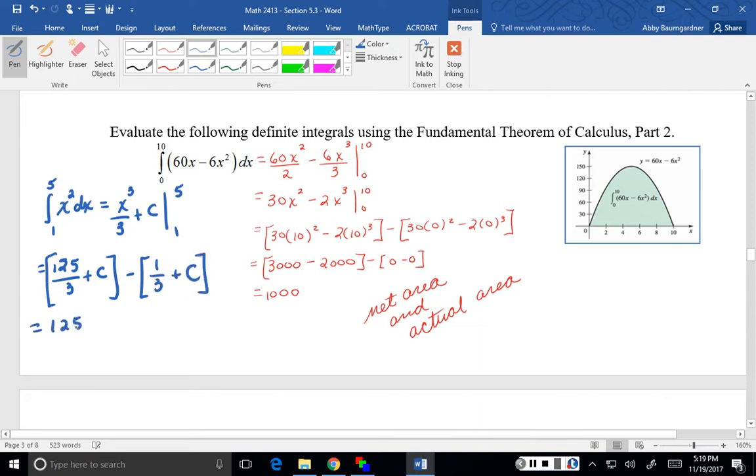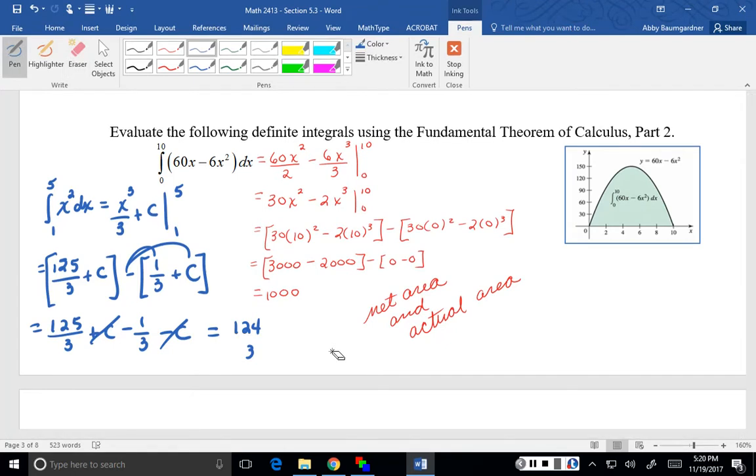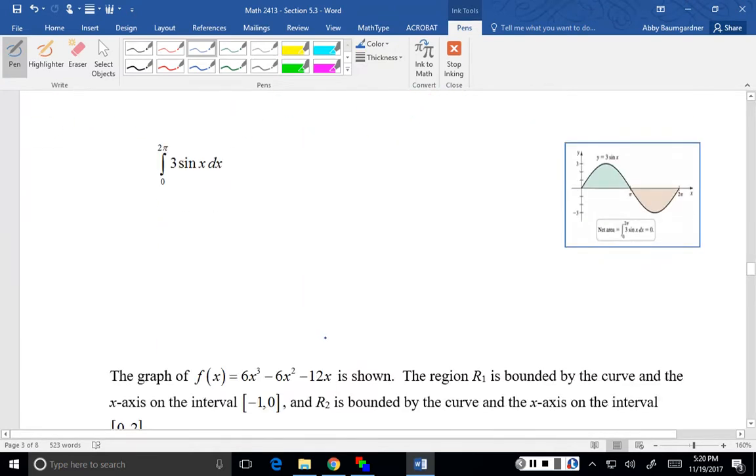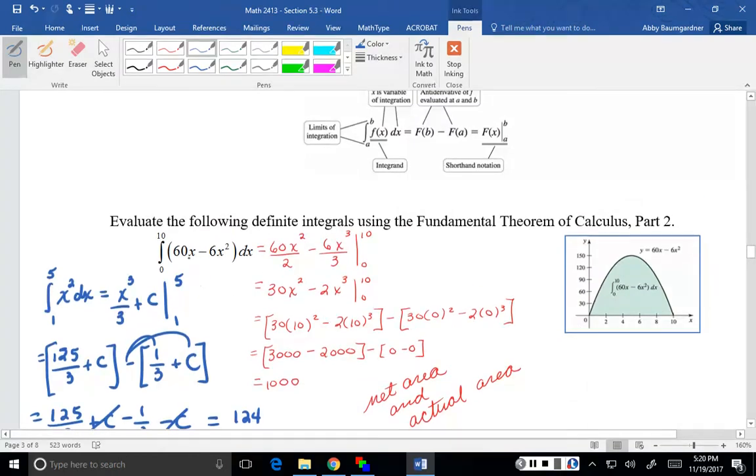So I get 125 over 3 plus a constant, minus 1/3 minus a constant. You see the constants cancel. That happens every single time. The constants are going to cancel, so you don't need them, so we don't ever write them down. For the definite integrals, we just don't write them down. Okay. Again, we are doing evaluate the definite integral using Fundamental Theorem of Calculus Part 2.